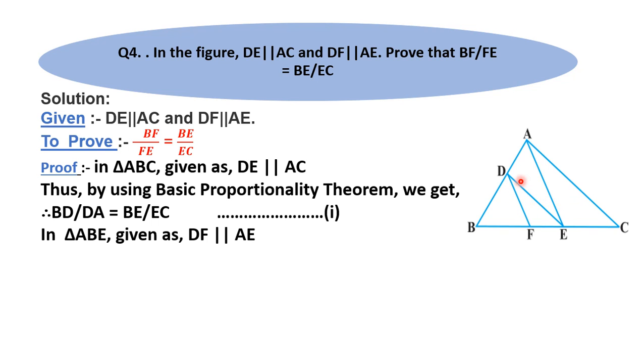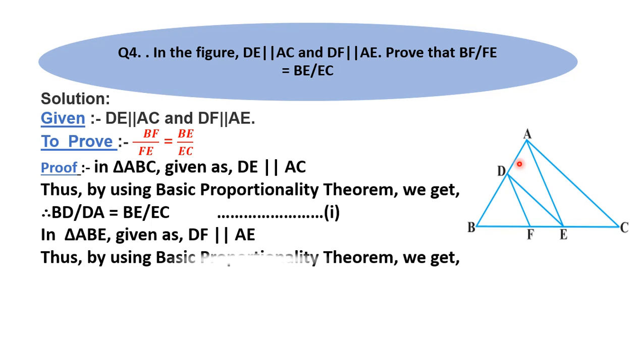Now again in the triangle ABE, the small triangle ABE, where DF is parallel to AE. Remember, DF is parallel to AE. So again we can write using basic proportionality theorem, BD upon DA is equal to BF upon FE. This is the second equation. So the first equation we are getting by the triangle ABC, and the second equation we are getting by the triangle ABE.